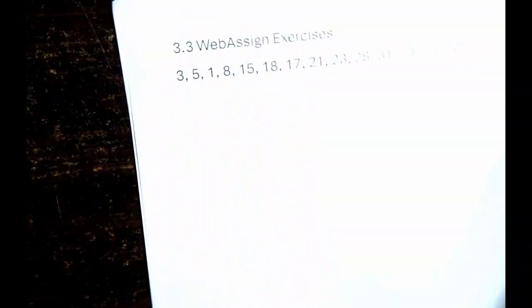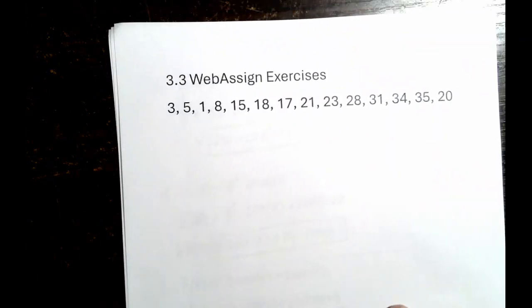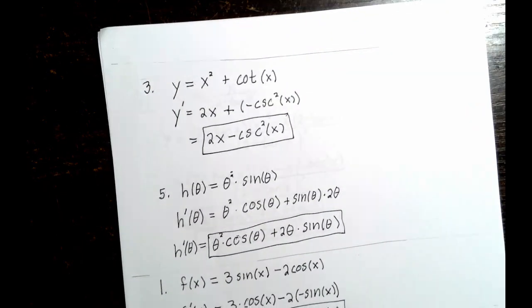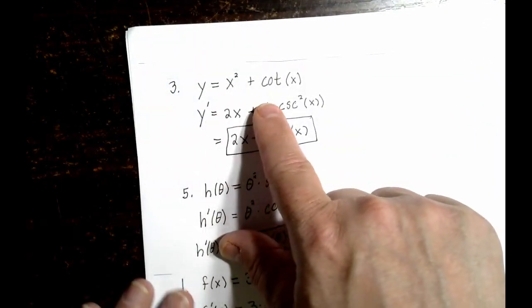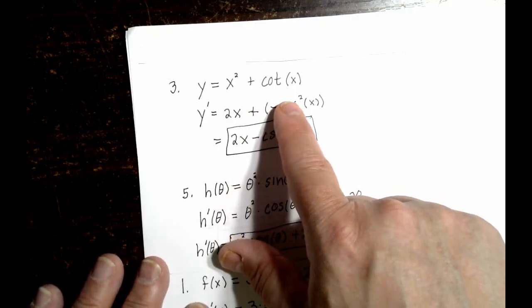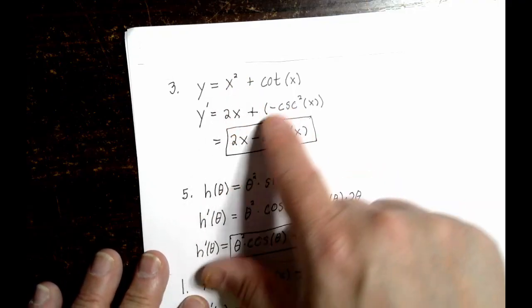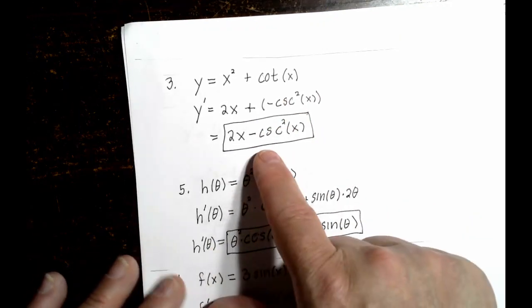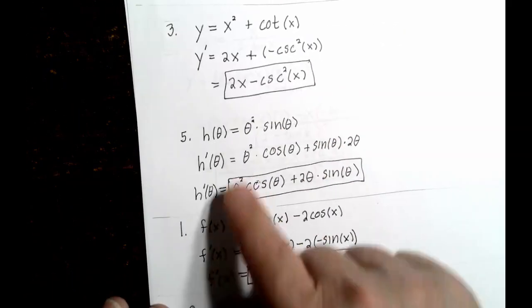Alright, so let's look at some of the questions that WebAssign is going to be asking you to do. It's these questions in this order. So the first one says take the derivative of x squared plus cotangent. Well, x squared is just 2x. Cotangent is negative cosecant squared according to the derivative rules, and so there's your answer there.